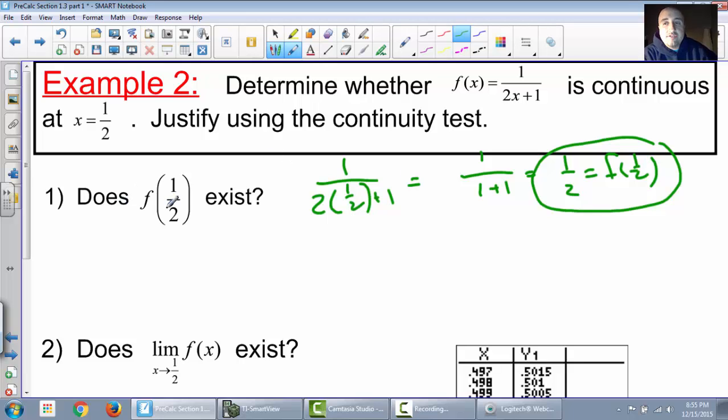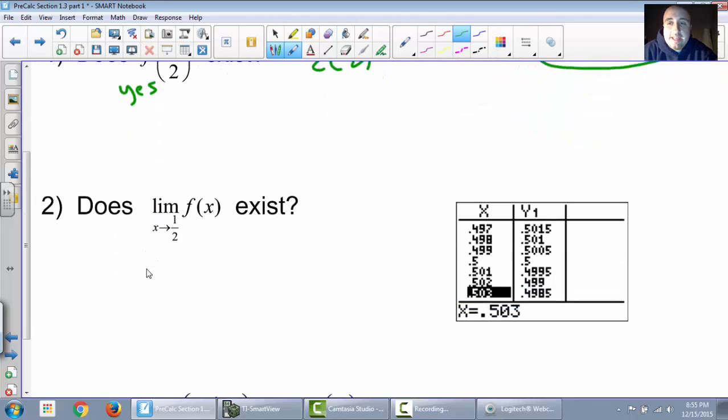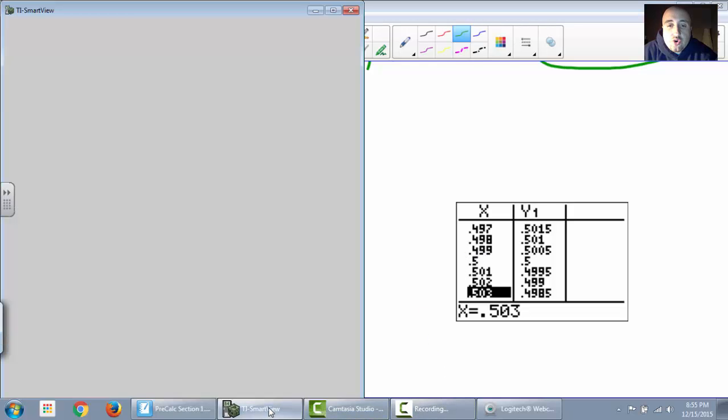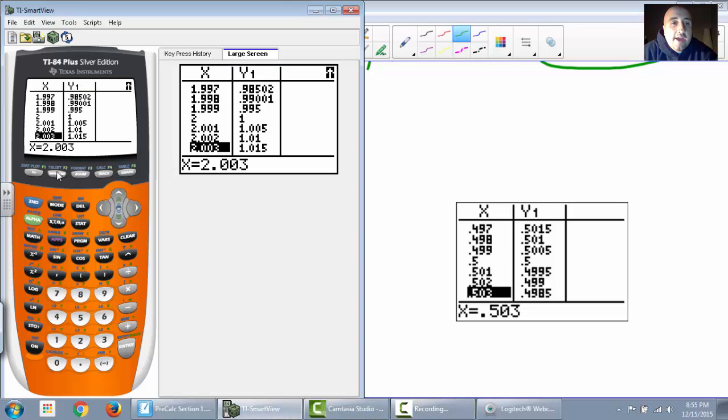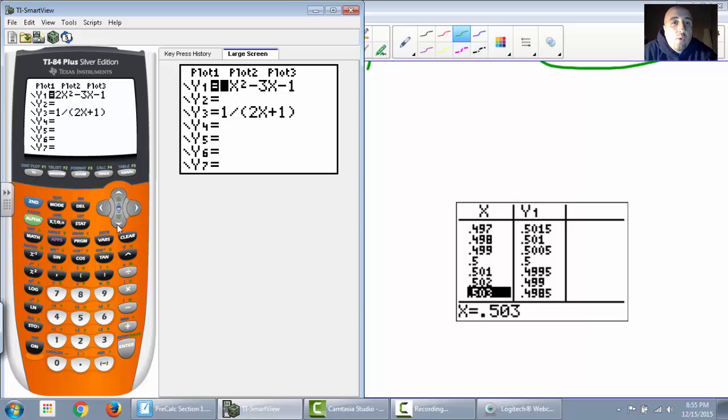So does f of 1/2 exist? Yes, it's equal to 1/2. So the first part works. All right, now let's see if the limit exists. I can show you what I did here. I went back to my table. Actually, I need to go in my y equals. I'm going to turn this one off, and you have to graph 1 over 2x plus 1. I'm going to turn that one on.